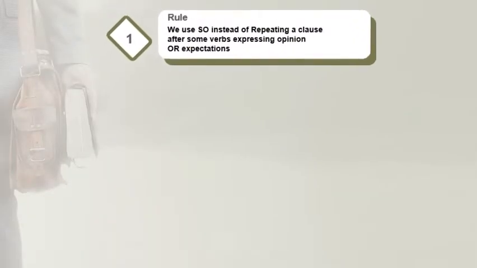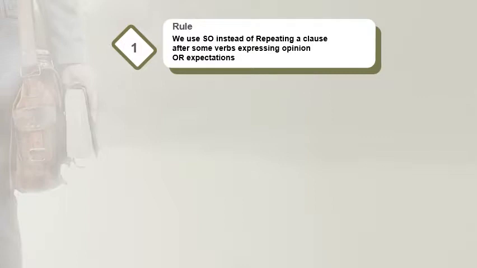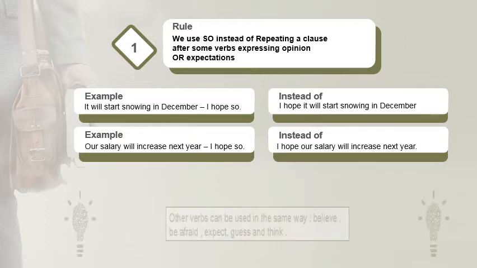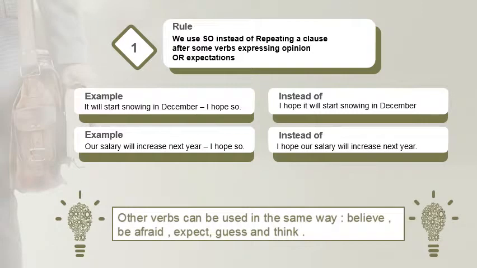Rule number 1. We use so instead of repeating a clause after some verbs expressing opinion or expectations. As example, it will start snowing in December. I hope so, instead of I hope it will start snowing in December. Second example, our salary will increase next year. I hope so, instead of I hope our salary will increase next year. So basically we replace I hope so instead of repeating the whole sentence again.